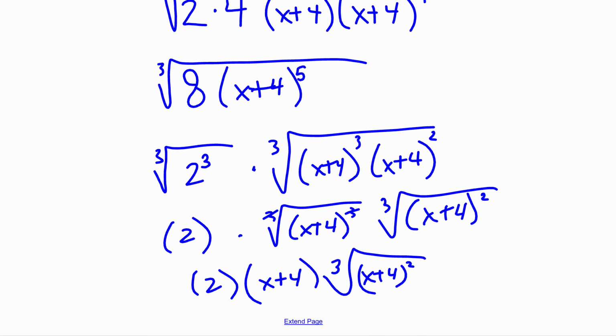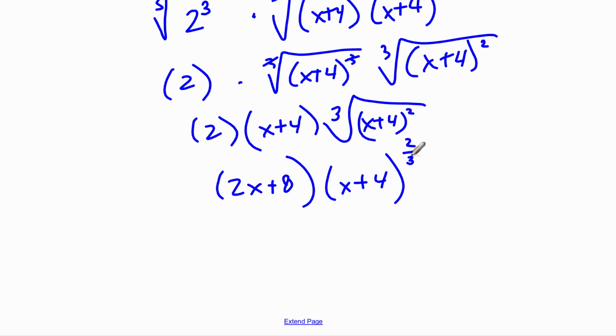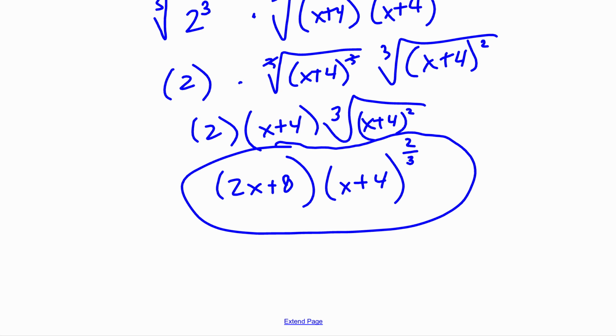So that's probably where I'd finish the question. I guess you could do a few things like multiply the 2 through. So you could get 2x plus 8. And maybe you could rewrite that as a fractional exponent. You could leave it like this, or you could write it as x plus 4 to the, index always goes on the bottom, so that would be 2/3. So you could write it like that as well, although this one here would work 100% too.